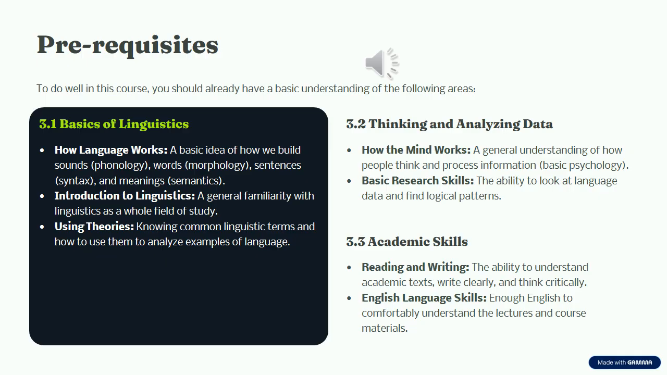3.2 Thinking and analyzing data. How the mind works: a general understanding of how people think and process information, which is basic psychology. Basic research skills: the ability to look at language data and find logical patterns. 3.3 Academic skills, reading and writing: the ability to understand academic text, write clearly, and think critically. English language skills: enough English to comfortably understand the lectures and course materials.